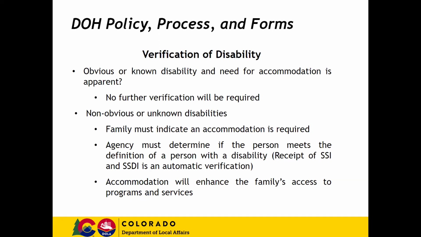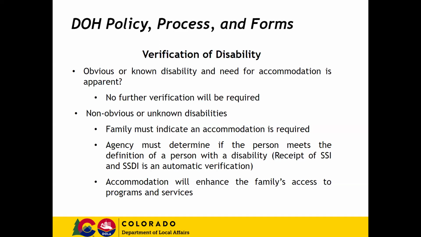Now, in often the cases that we work with, it's not always obvious or known what the disability is as related to the request that our participants are making. And so in those cases, we do need the family or the household to let us know that they require an accommodation. It doesn't always have to be in writing. They can verbalize that to us, and then we can help them put it in writing. The agency must then determine if the person meets the definition of a person with a disability. Again, our households are generally individuals who are receiving some form of Social Security income, in which case that verification is automatic. We don't need to move any further.